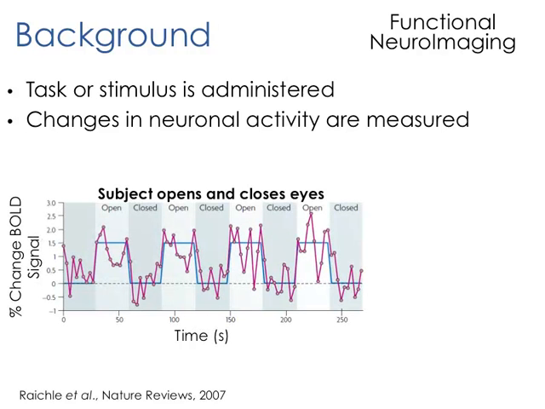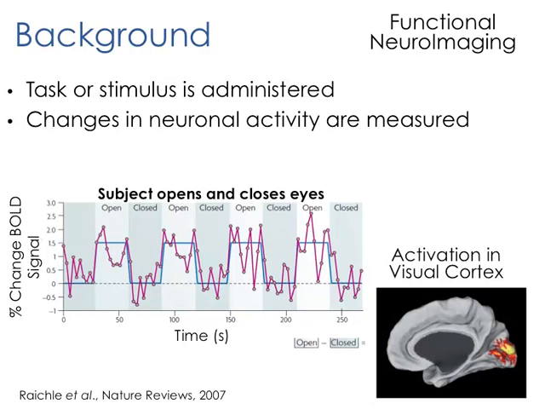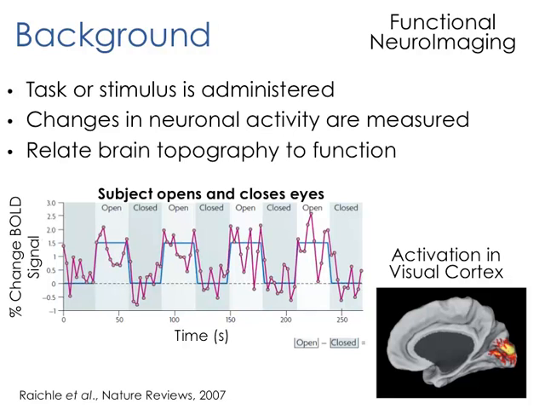Typically, let's say you're flashing a checkerboard in your eye, you'll see changes in the BOLD response associated with that task. If you were in the MRI bore and were asked to open and close your eyes at fixed intervals, you'd see changes in the BOLD signal that oscillate with the task paradigm. If you subtract the open sessions from the closed and look at where that maps to, you'd see an activation in visual cortex. So these traditional task-based functional neuroimaging studies were used to relate brain topography to function.